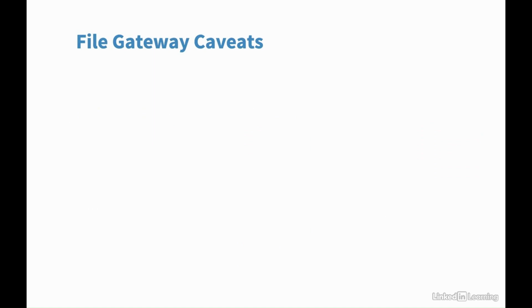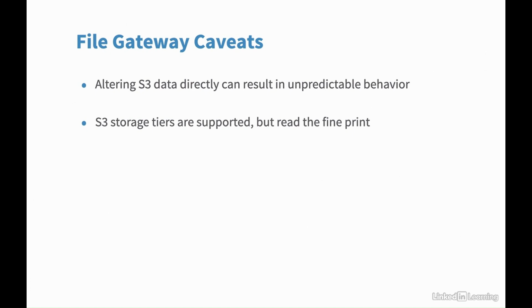File Gateway does come with a few caveats. First of all, AWS makes it clear that although you're technically able to access the backend S3 directly, you should avoid doing so. The behavior of File Gateway is not well defined when you alter the backend S3 storage and may result in errors or lost data. File Gateway does support using buckets of various S3 storage tiers. However, you should read Amazon's documentation on this, as certain usage patterns can trigger additional fees, such as the infrequent access tier's early deletion fees, or even errors, such as when trying to update files that have been moved to Glacier. For our demo, we'll stick with S3 standard to avoid any of these issues.